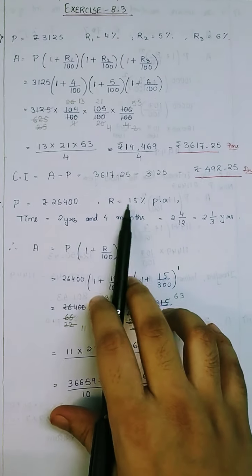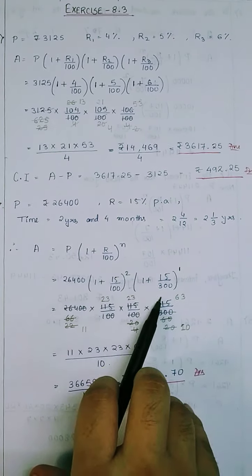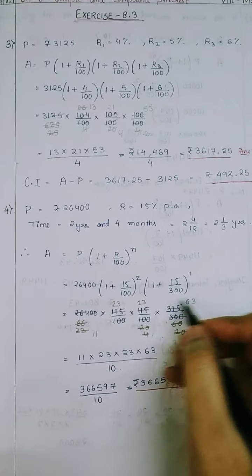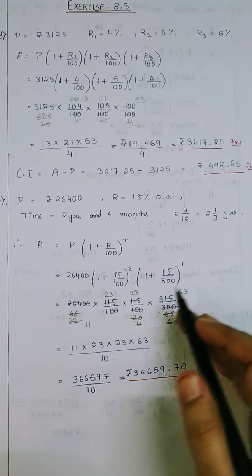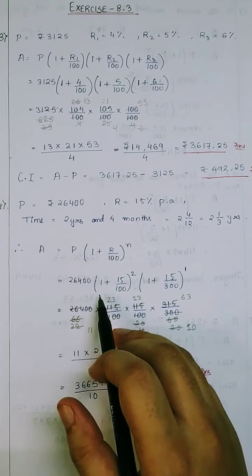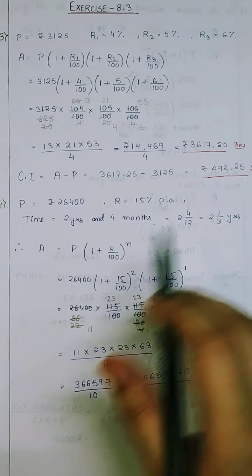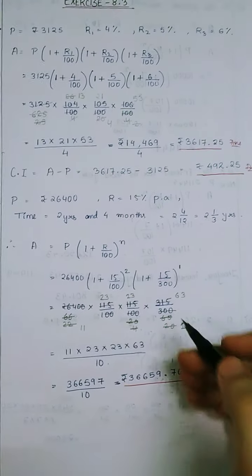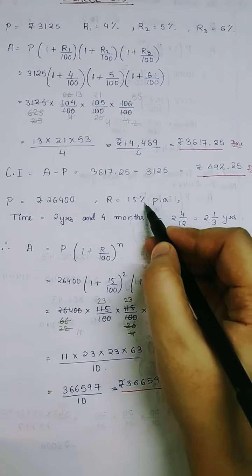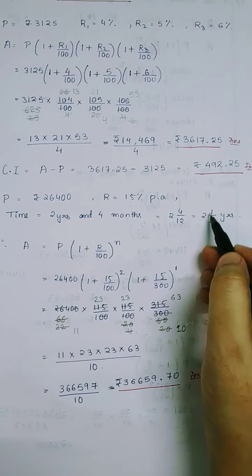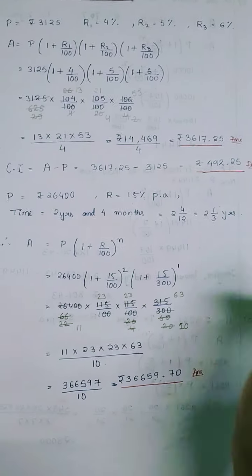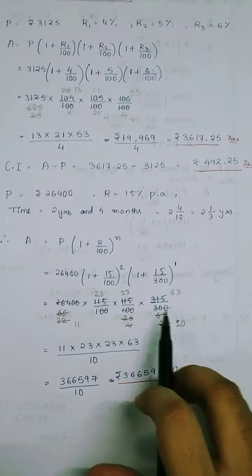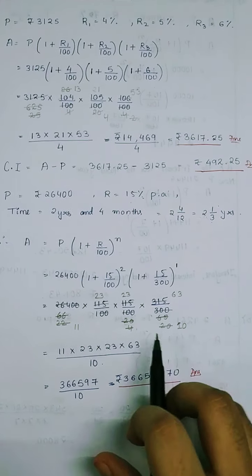So for 1/3, when the rate is also divided into 3 parts, the time becomes 1, meaning we are finding it per 3 months. So 1 plus 15 by 300 to the power 1, and 1 plus 15 by 100 to the power 2, and then the principal is 26,400. Everything remains the same, you just have to divide the rate also by 3, because the time is divided by 3. So for 1/3 it will be 15 by 3. After this, again solve it out as we normally do.